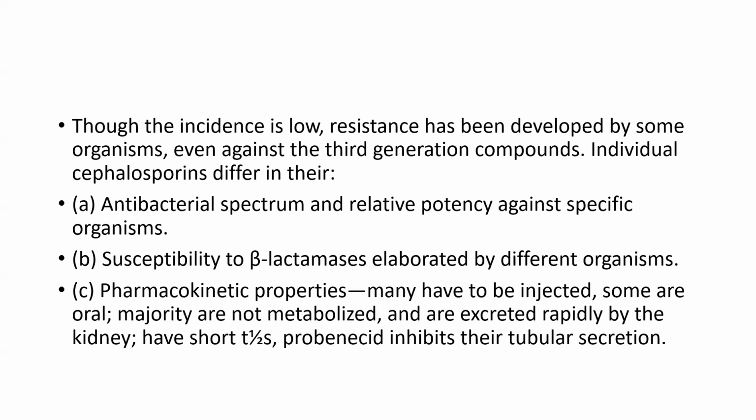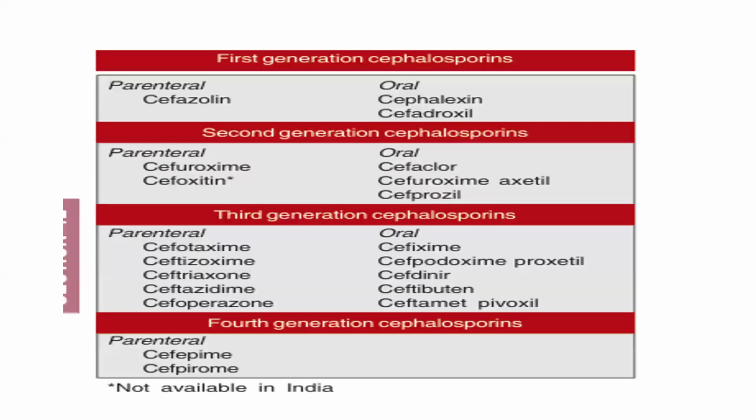So individual cephalosporins differ in their antibacterial spectrum, relative potency against specific organisms, and susceptibility to beta-lactamase elaborated by different organisms. In pharmacokinetic properties, some have to be injected and some are oral. The majority are not metabolized and are excreted rapidly by the kidney. They have a short half-life. Probenecid inhibits their tubular secretion. So this is the classification.